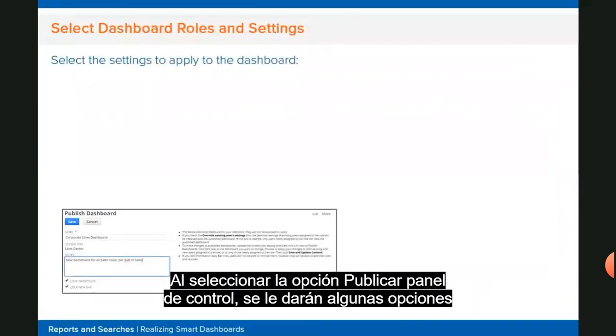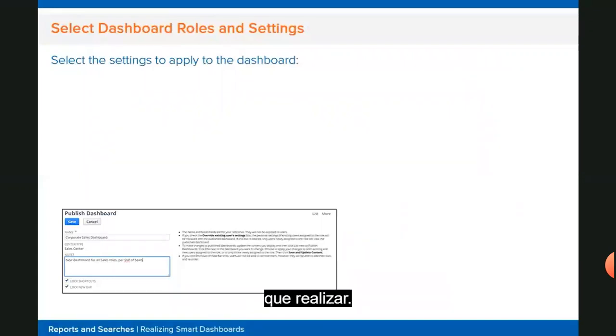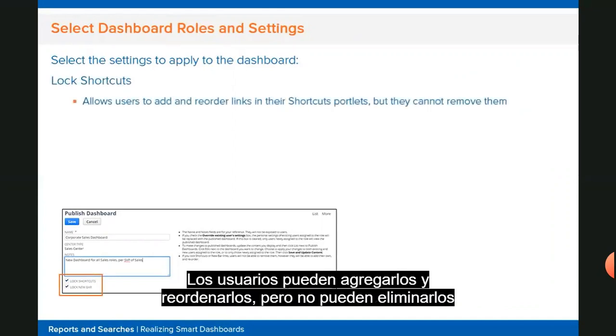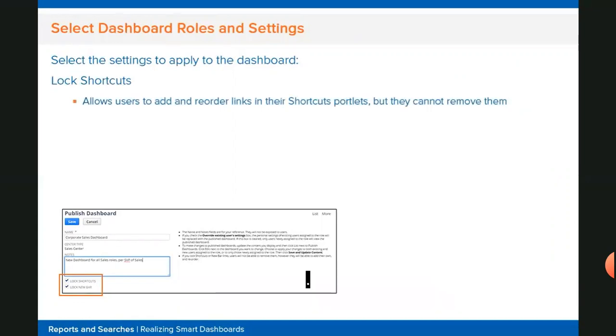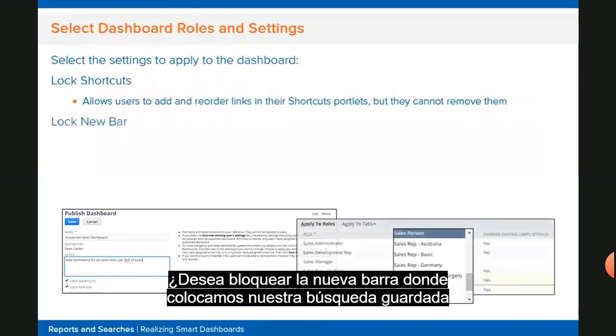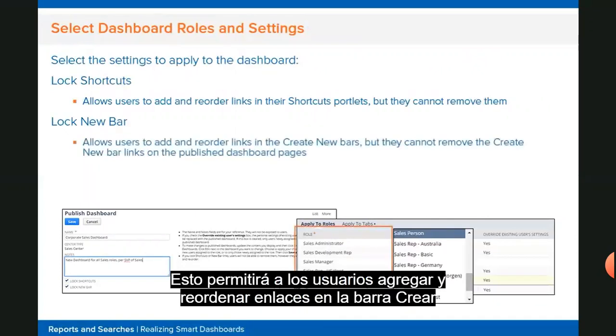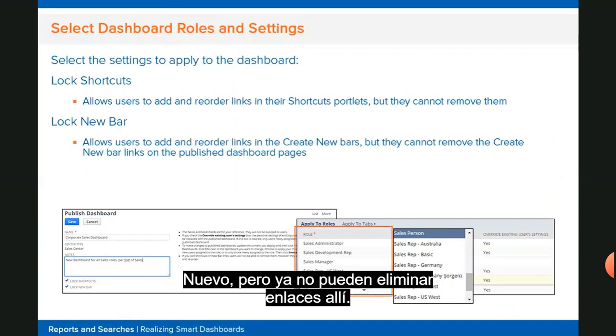When you select the Publish Dashboard option, you will be given some choices to make. Do you want to lock the shortcuts? Okay. Users can add and reorder them, but they cannot remove them. Do you want to lock the new bar, where we put our saved search earlier? This will allow users to add and reorder links in the Create New bar, but they cannot remove links already there.